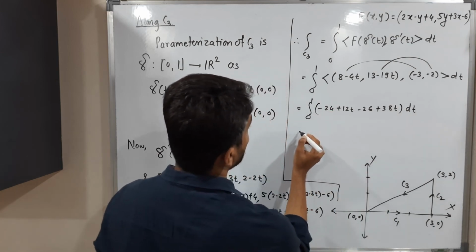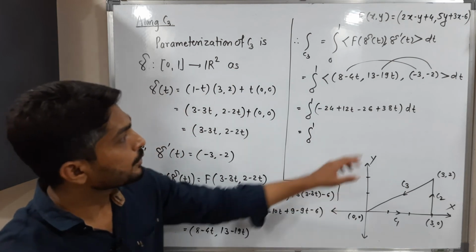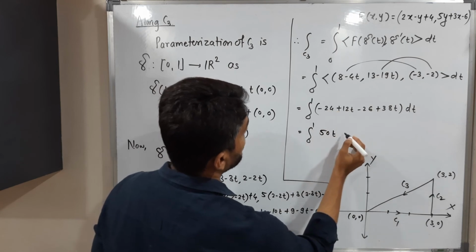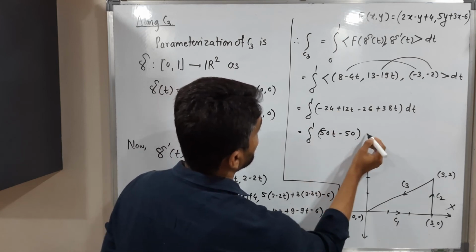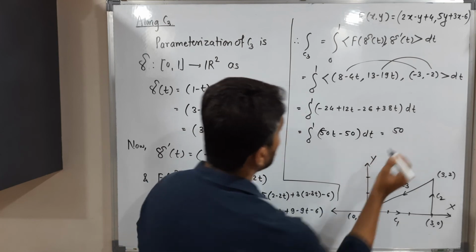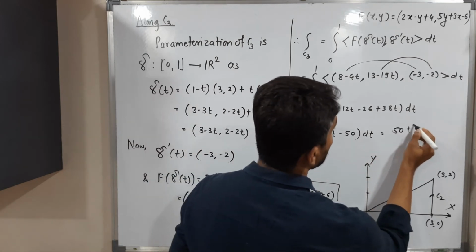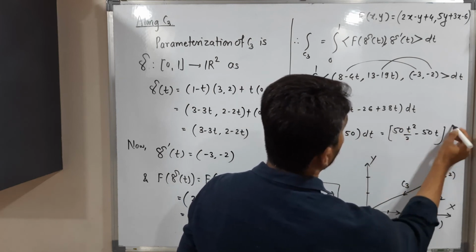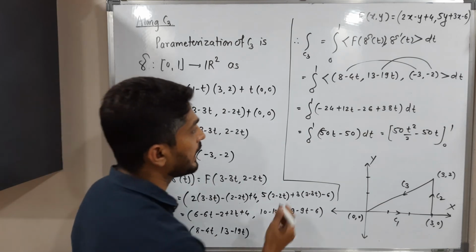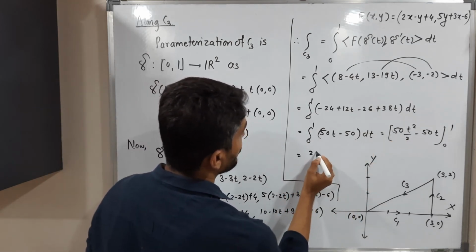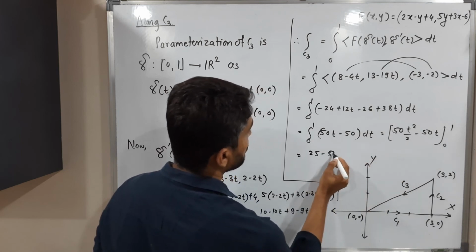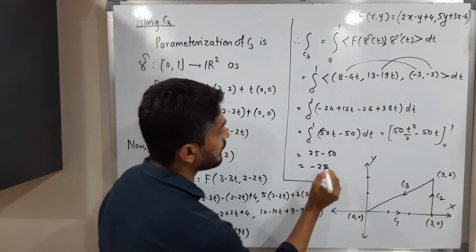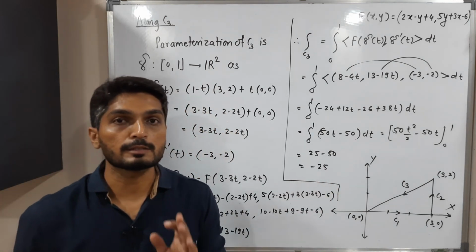So this is the integration from 0 to 1. 38t plus 12t, we will have 50t. And minus 24 minus 26, minus 50, dt. So let us integrate. Integration of 50t is 50 t square by 2, and integration of minus 50 is minus 50t. Let us put the upper limit and lower limit. If you put upper limit 1, we will have 50 by 2, that means 25. And here if I put 1, minus 50. And if I put 0, we will have 0. So it is minus 25. So the value of the line integral over C3 is minus 25.